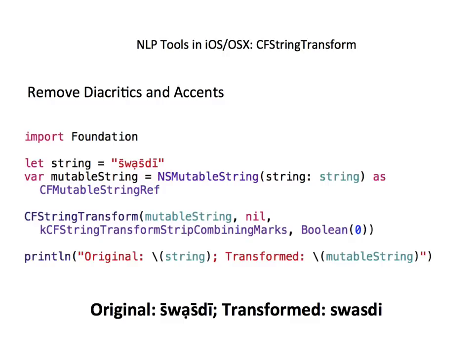So let's see how that works using the Latin version of the Thai word from earlier, which has some diacritics. All we need to do is use the strip combining marks constant for the transform type parameter, and the rest of the code is the same that we used from earlier.